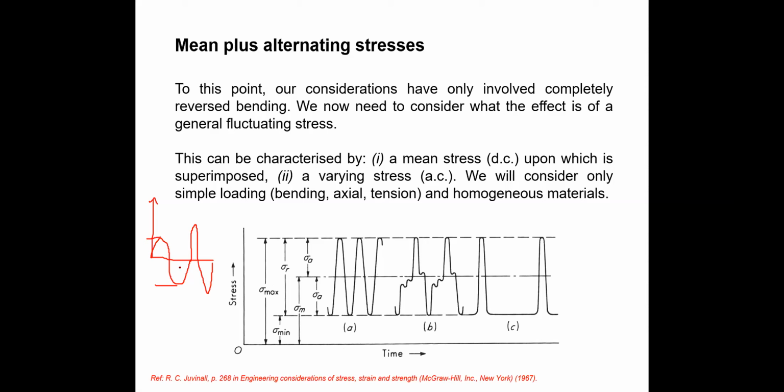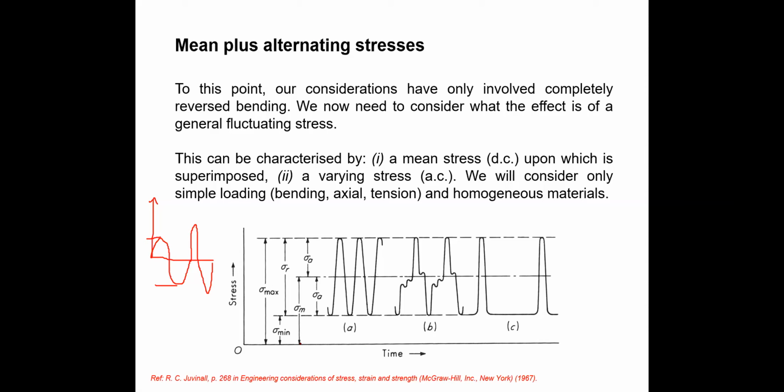But now we are going to discuss the alternating stress with the mean stress. The mean stress is the constant stress we can apply on top of this alternating stress. So what happens if we apply the constant stress on this alternating stress? This stress can be shifted upward or downward. If it is a positive value, it will shift upward.